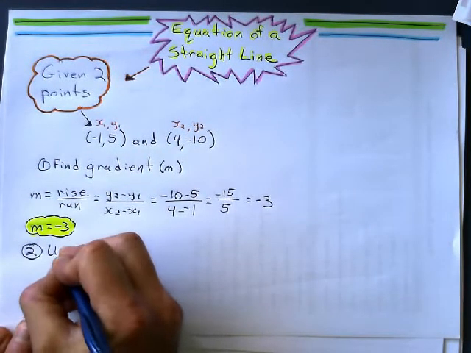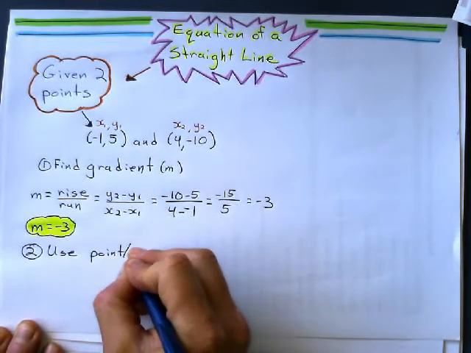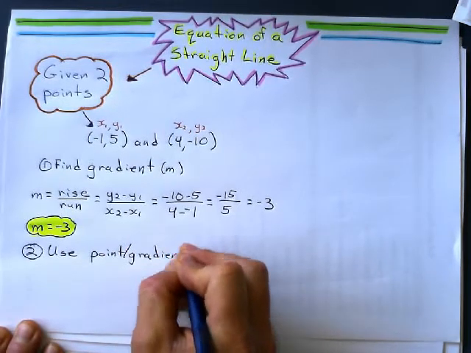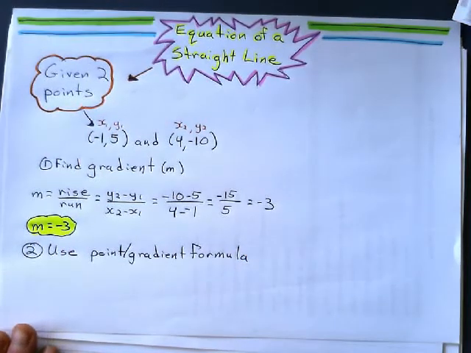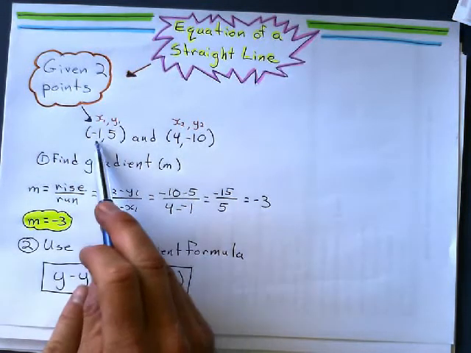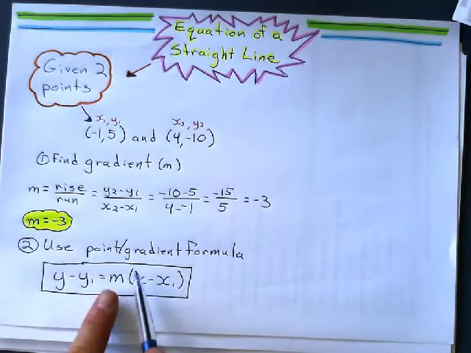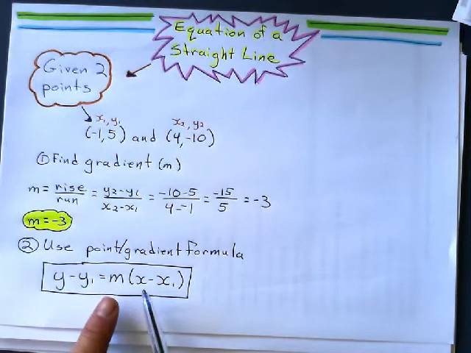Second step is we're going to use the point gradient formula, which is this. What the point gradient formula is, is when you substitute one point, meaning one of these points, into the formula, and the gradient, which is m, which we already figured out. So all you need for the point gradient formula is literally one point and the gradient.